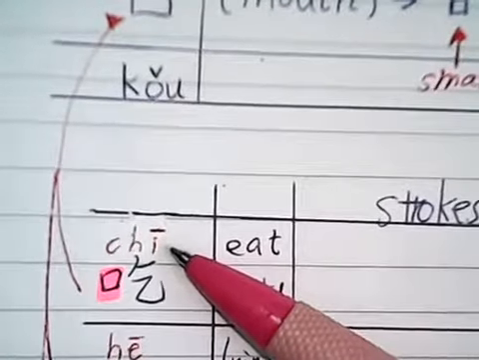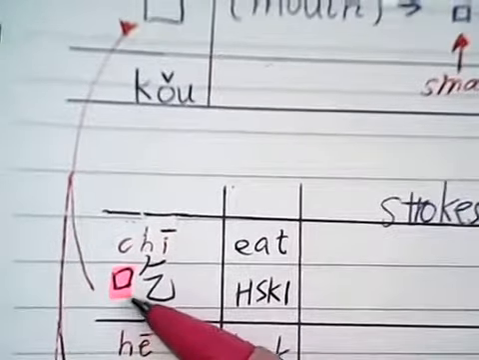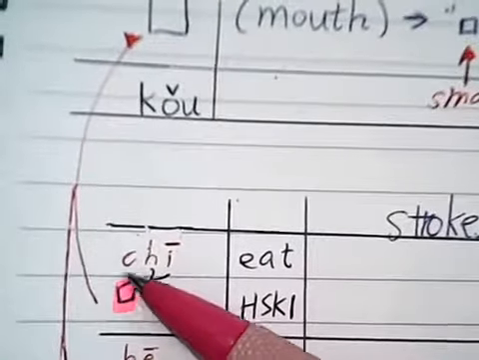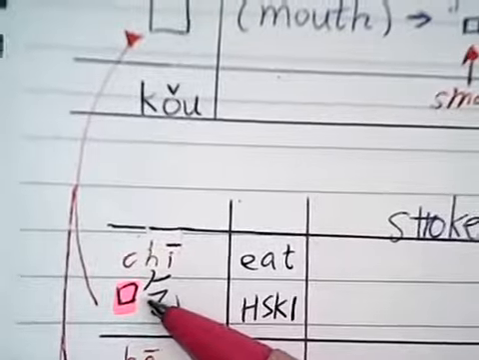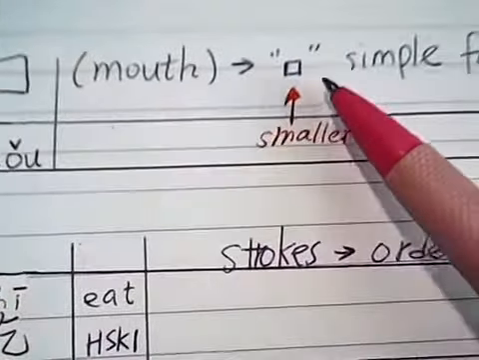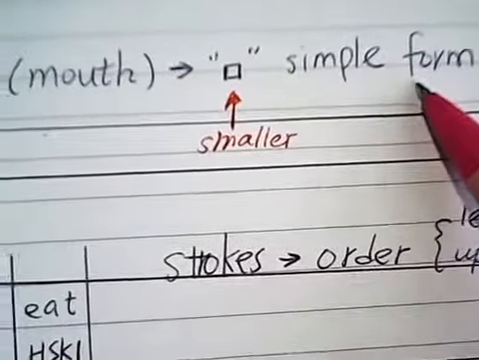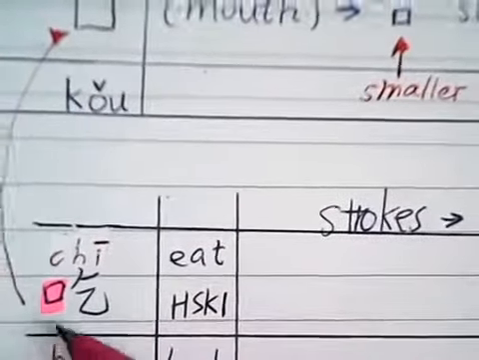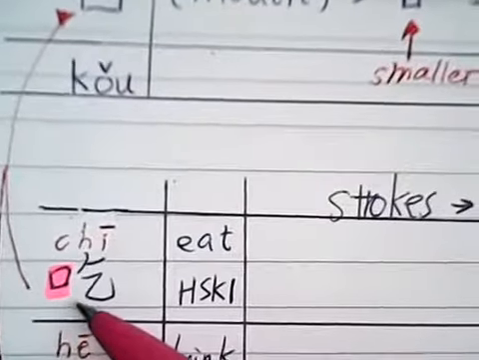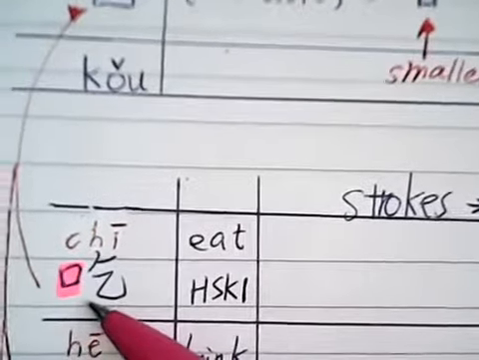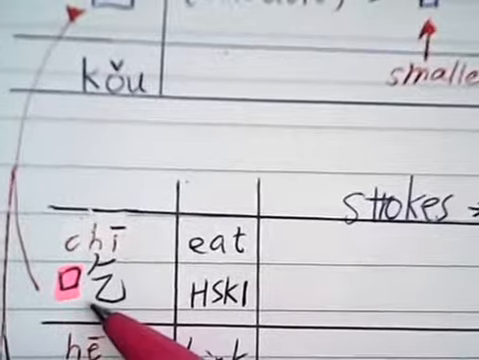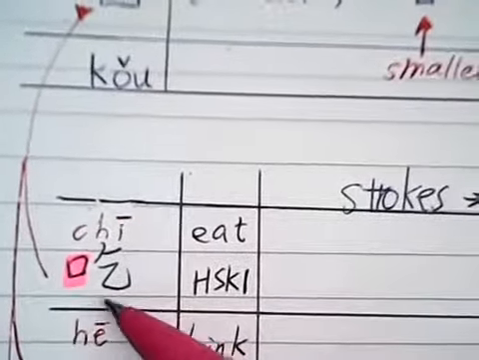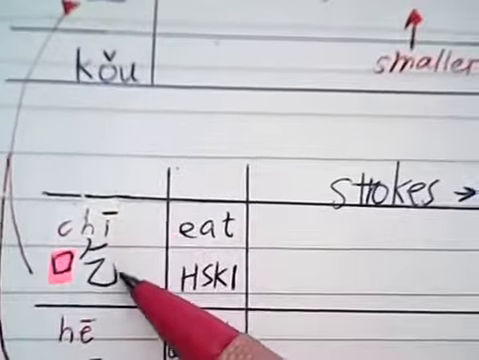Okay, 吃. And you can see the radical here, right? Radical 口. But actually, we need to write it smaller in a complete word. So that's the reason why I say the simple form of 口, you just write it smaller, okay? Like this. And 吃 means eat. Of course, you eat something with your mouth. So whenever you see this radical, this word must be related to your mouth.